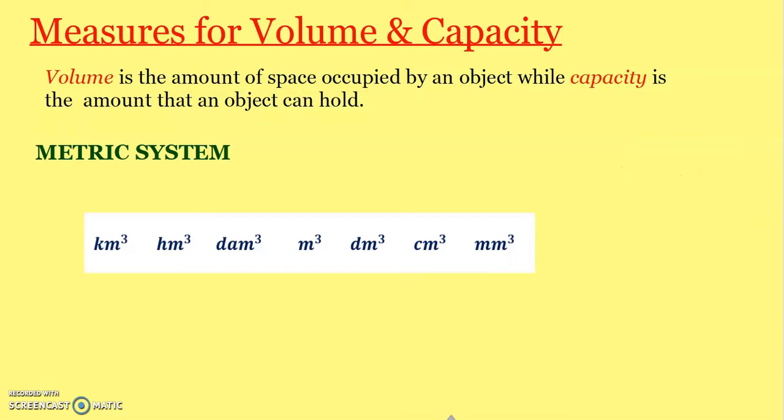So let's get started. This is the metric converter that we're going to use in the metric to metric conversion. Mapapansin nyo dyan, may exponent na 3 kasi nga volumes are measured in cubic units. Pero ang kaibahan nito sa measures for length, every jump is to be multiplied by 3. So, to determine how many places to move the decimal point, we count the number of jumps and multiply by 3. Take note, do not forget, multiply by 3. Para mas maintindihan natin, solve na tayo ng examples.